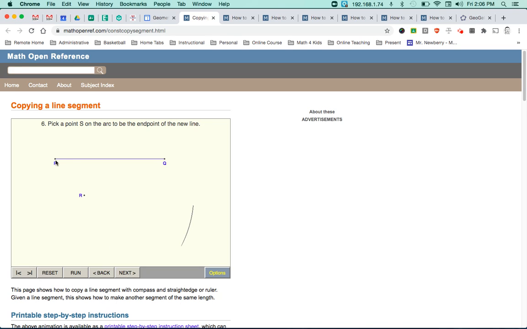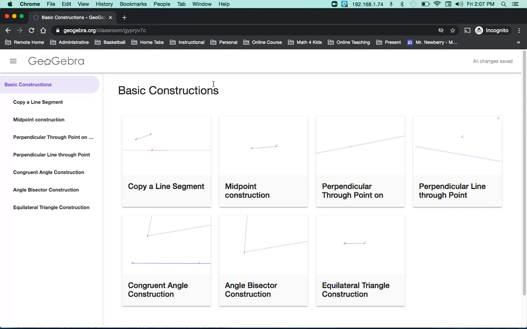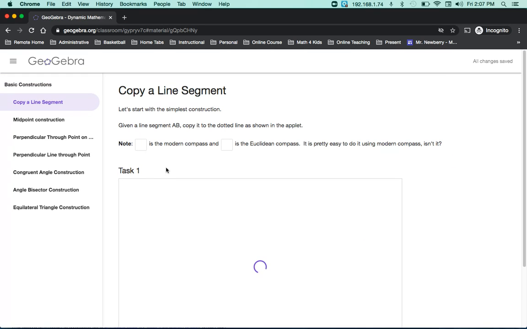Now, to get a congruent segment, we need a point on this arc. So we have point S, and last, we have to draw between point R and point S to get the segment that's the same length. We use a straight edge to do that. So this is how we would do it in the real world with a compass and a straight edge to get a congruent segment. Let's take a look at how we would do this in GeoGebra. Copying a line segment's the first thing. It's going to take a second to load up.